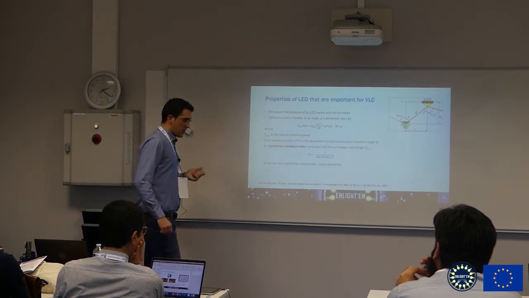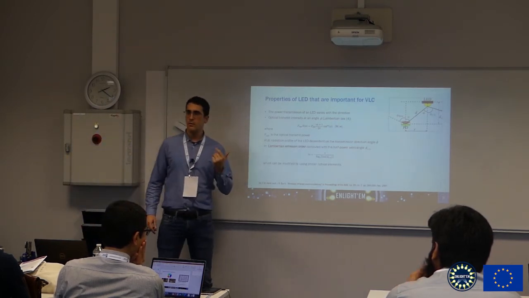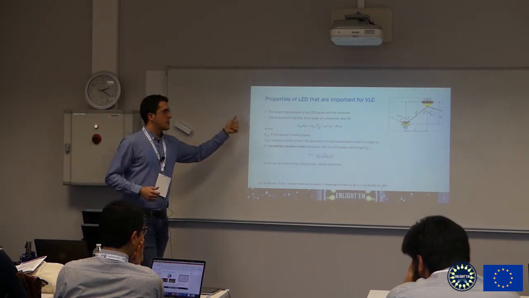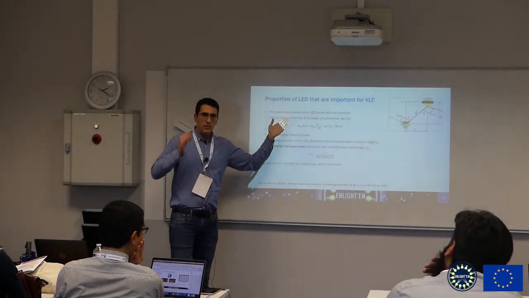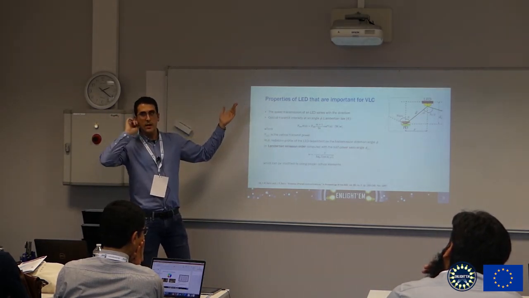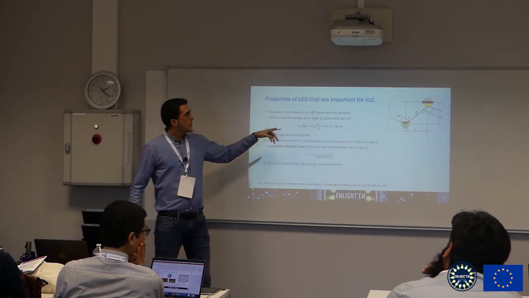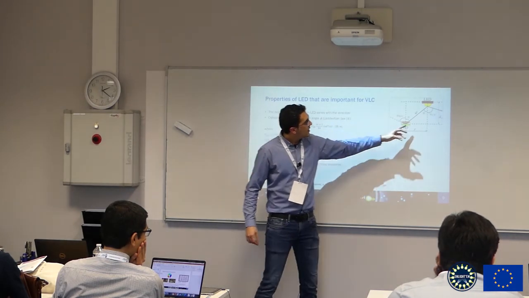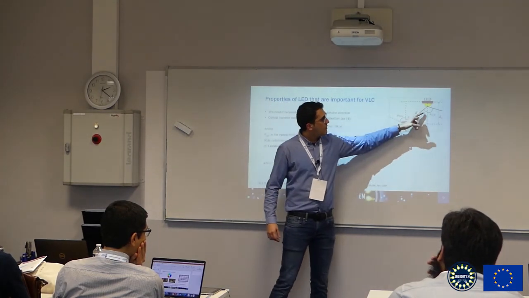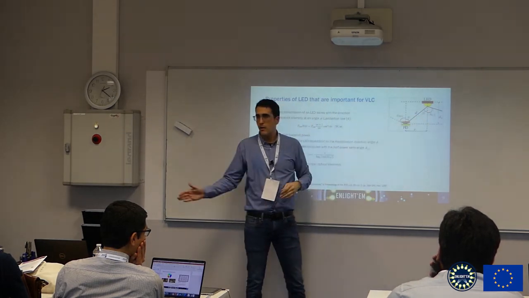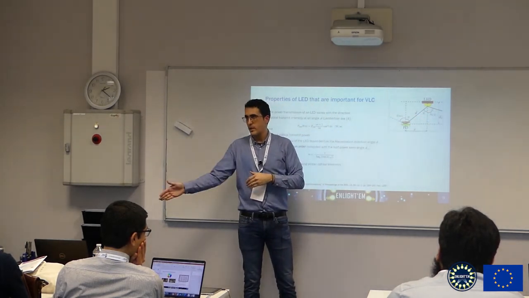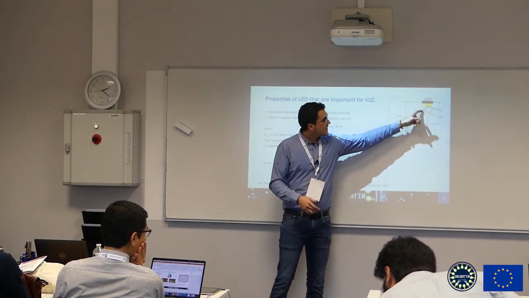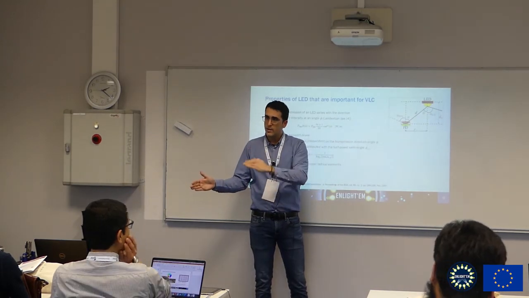So now let's talk about which properties of the LEDs are useful in terms of communications. Of course, the power transmission of the LED is very important: the larger the power transmission, the larger the SNR at the receiver side. Here I have included a schematic with an LED and a photodiode. We have a half power semi-angle, which is the angle at which the optical power transmitted in that direction is 3 dB lower than in the normal direction. So the larger the irradiance angle, the lower the optical power transmitted.